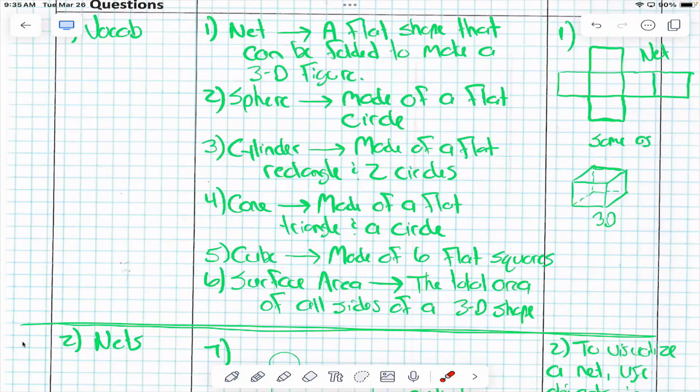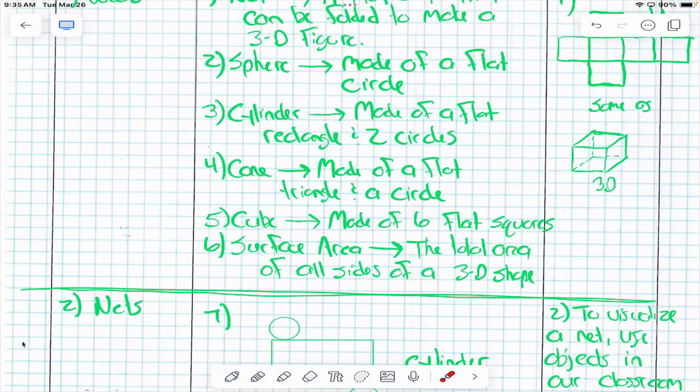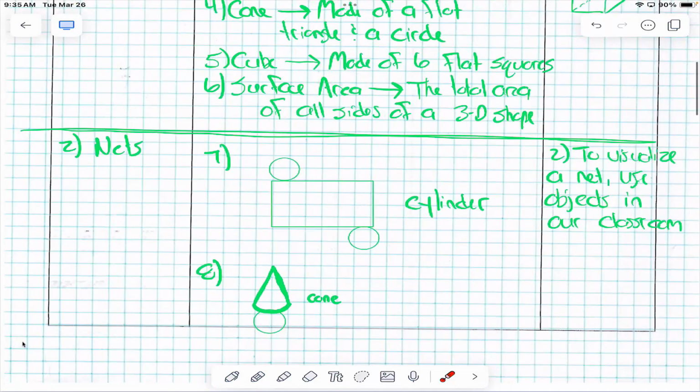Okay. And then surface area, we'll talk about this later. Surface area is the total area of what? A 3D shape. All the... What's another name for sides? Faces.